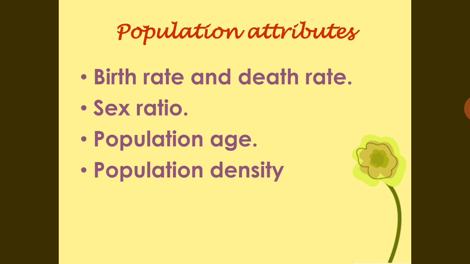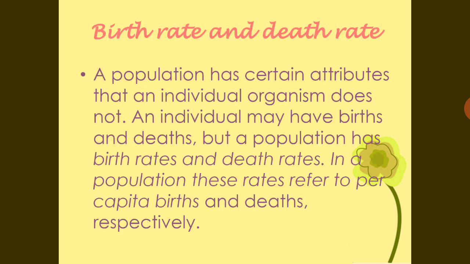The population attributes are the following, which are very important characteristics of any particular population. Number one is the birth rate and death rate, and second is the sex ratio. Third is the population age. What is the age of that particular population? And what about the population density, meaning the population size? So first is the birth rate and death rate.